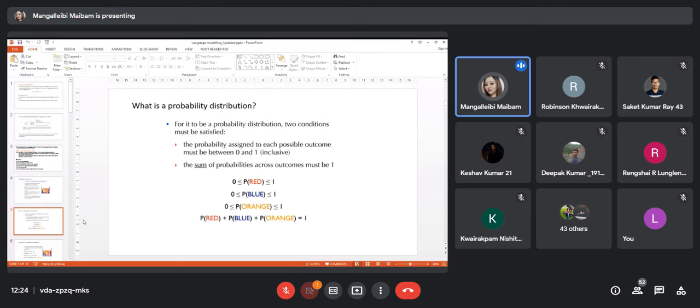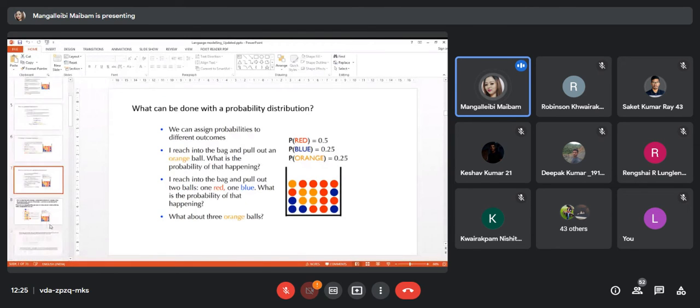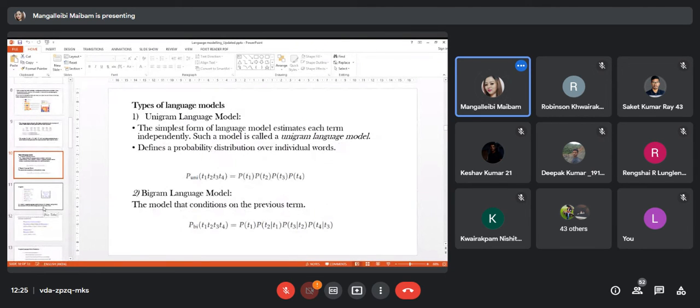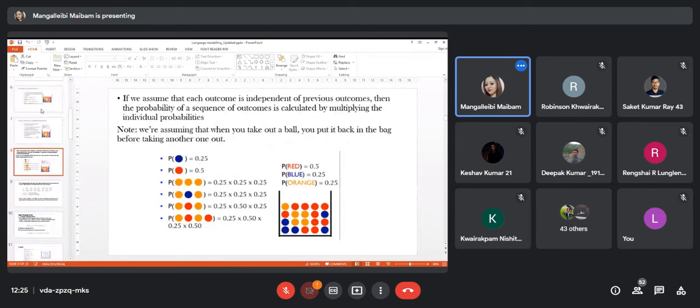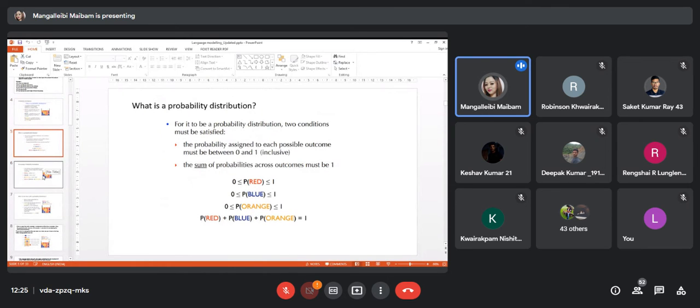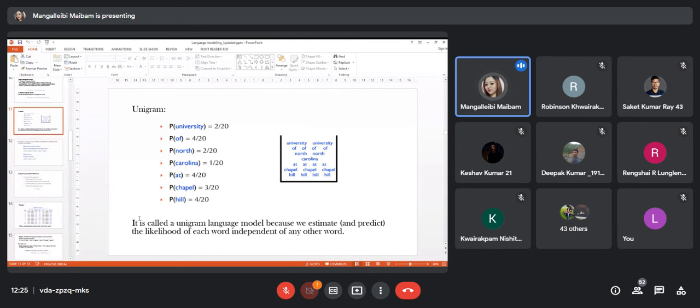And in order to get a non-zero probability, what we need to do is add-one smoothing. In order to get a non-zero probability, we need to do add-one smoothing. For add-one smoothing also, it is given. Where is it? I think it's not here. It's in the next slide. Anyway, you can see this is regarding the unigram.